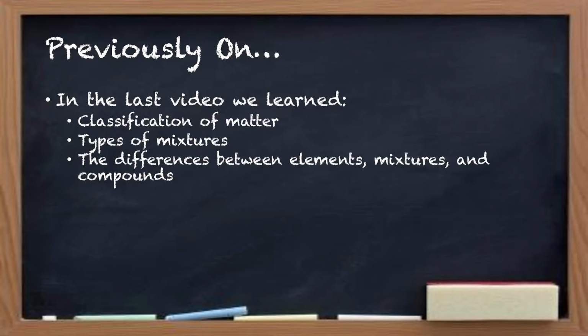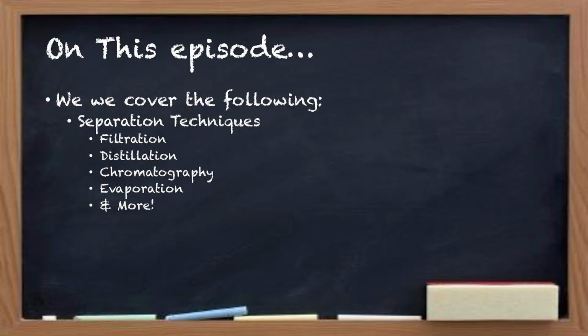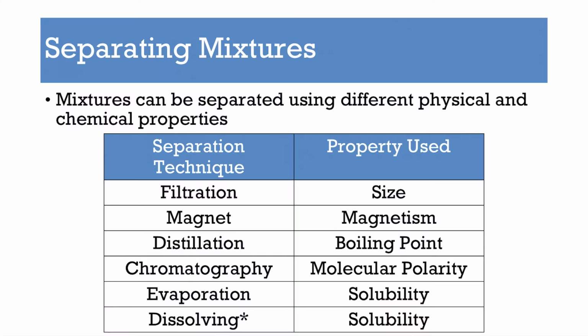Before we get started, quick recap from last video. We talked about the classifications of matter. We had that lovely flow chart. We talked briefly about the different types of mixtures, homogeneous versus heterogeneous, and then the differences between elements, mixtures, and compounds. Now, this video will cover separation techniques. We'll talk about filtration, distillation, chromatography, evaporation, and more.